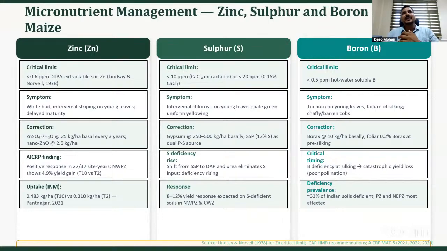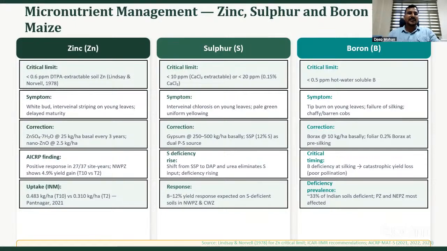What are the symptoms of zinc deficiency? It's white bud, interveinal striping, young leaves, delayed maturity. By the time you see the white bud or zinc deficiency, the yield penalty has already been there. AICRP data says that with zinc addition to RDF, the yield advantage may be 5 to 10%. So the recommendation, if we found the deficiency, all the symptoms are there.